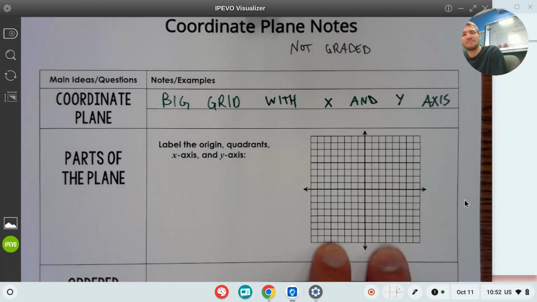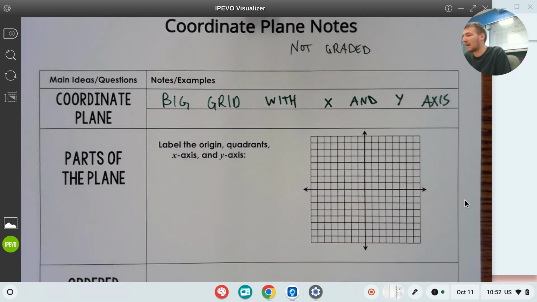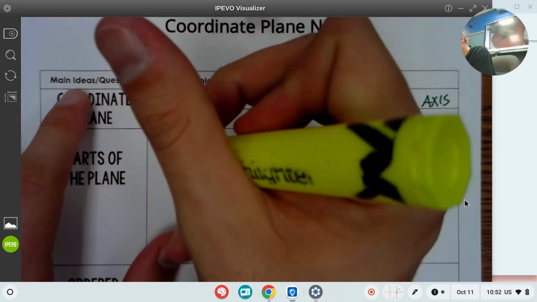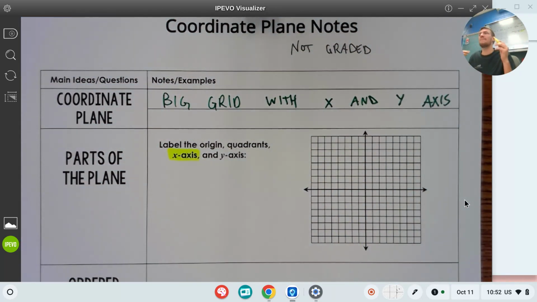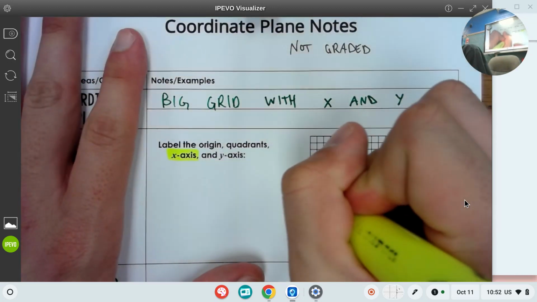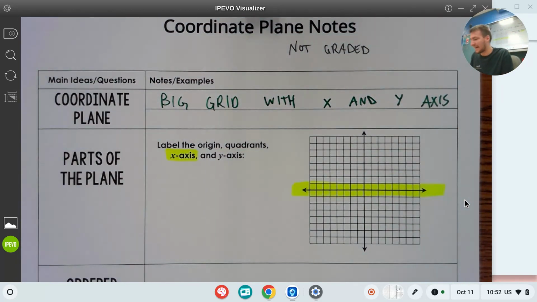So if you're looking at this picture, this is a coordinate plane. I'm sure you've seen it before. We're going to talk about 4 different pieces, and we're going to start with the x-axis. So if we're talking about the x-axis, does anybody know what the x-axis is? That's the thing that goes left to right. Okay, that's correct. The x-axis is this thing, and you're correct. It is the thing that goes left and right.